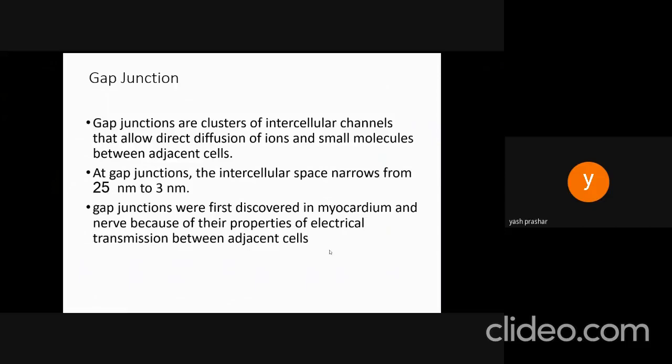A gap junction is basically a region in which the plasma membranes of two cells are aligned and brought into intimate contact with a gap of only 2 to 3 nanometers in between. Ions and small molecules can pass through this junction. Thus, the adjacent cells are in direct electrical and chemical communication with each other. Gap junctions were first discovered in myocardium and nerve because of their properties of electrical transmission between adjacent cells.